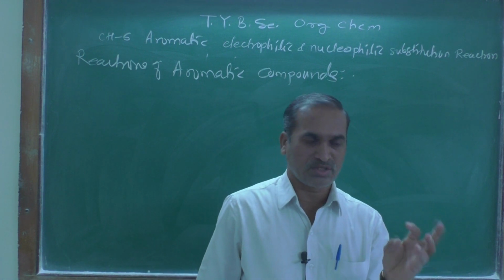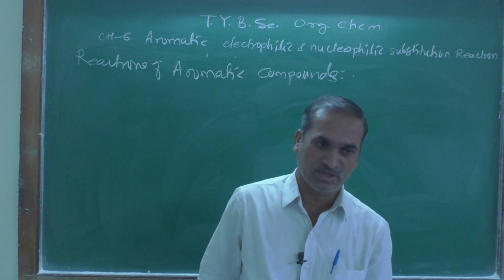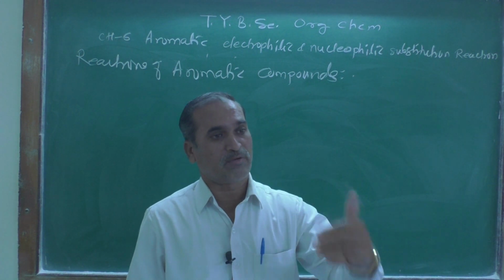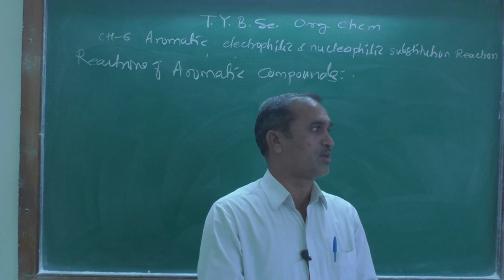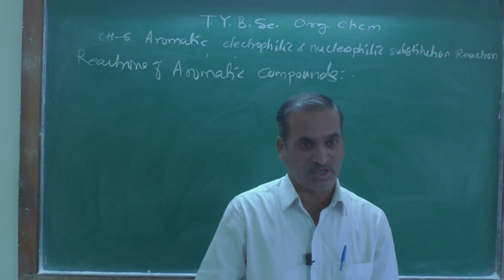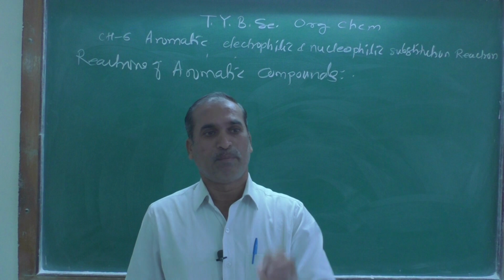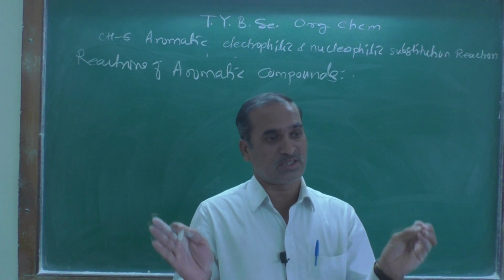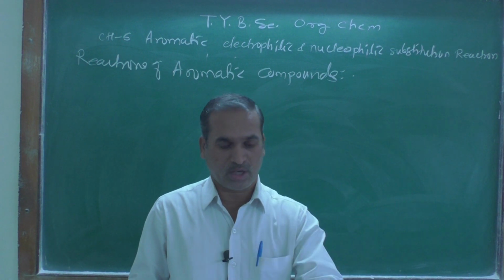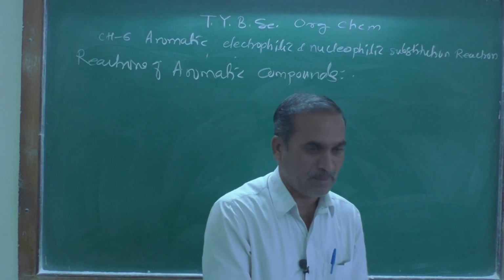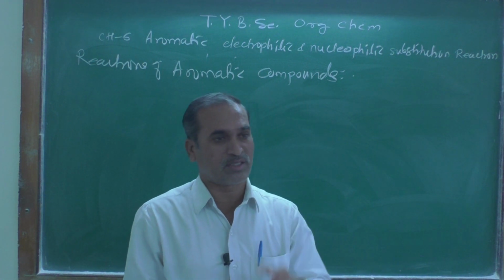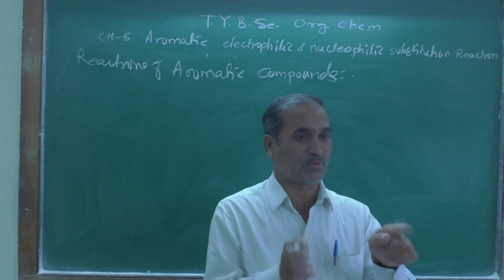First one is addition, second is elimination, third is substitution, fourth is rearrangement, and fifth is redox reaction, or we can call it an oxidation reduction reaction. So these are mainly the 5 types of organic reactions taking place in organic chemistry. And generally, while studying mechanism, 2 kinds of mechanisms are proceeding.